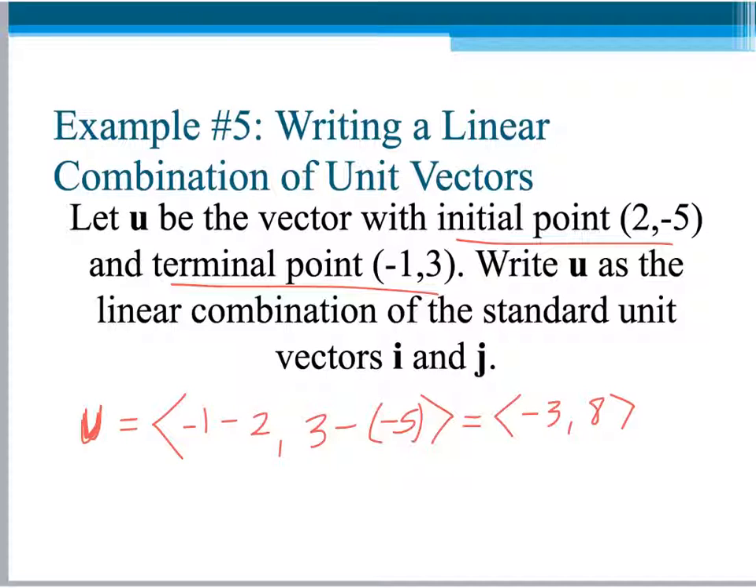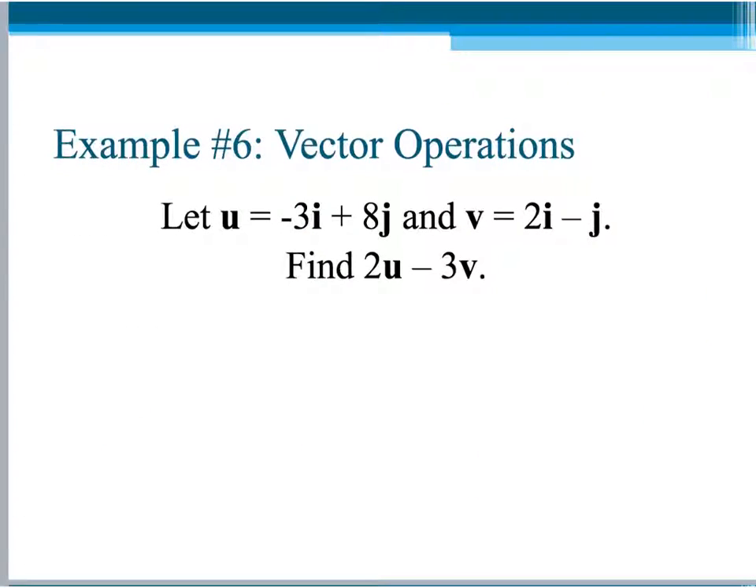Then to take that vector and rewrite it as a linear combination, all we do is throw in i and j. So this becomes -3i plus 8j. So rewriting it is not very difficult at all. All right, let's move on to the next problem. And actually, it's our last problem.